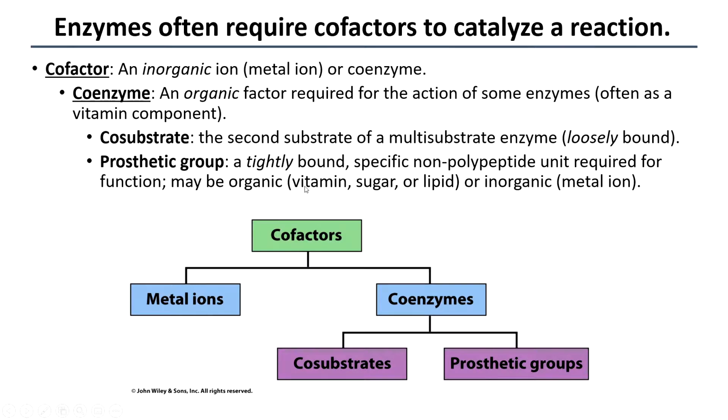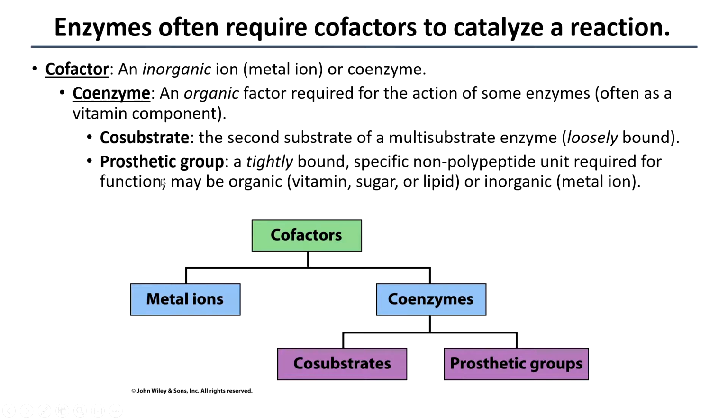Prosthetic groups are tightly bound non-protein units required for function. So they still have a biological source. They can be vitamins, sugars, or lipids, but they typically are non-protein units. The inorganic metal ion listed here is not correct, so please remove it from your slide deck. That is reserved for metal ions as cofactors. Prosthetic groups can be combinations of these inorganic molecules and some kind of biologically sourced molecule. So it can be some kind of combination of a vitamin with a metal ion, and that would be considered a prosthetic group. But metal ions alone are different types of cofactors.